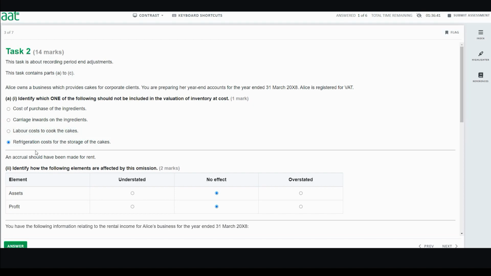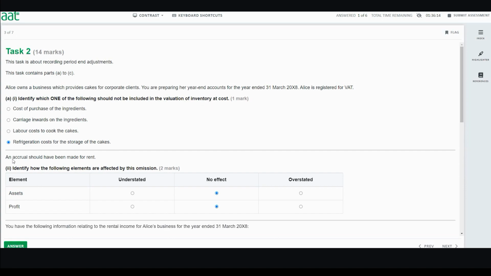So those 3 items make up our prime cost to be able to calculate the cost of the production of the unit. So the 4th one, refrigeration costs for the storage of the cakes, is not classed as part of the inventory. Okay, it's not a traceable expense. It doesn't relate to the actual physical product itself. It's just storage to keep them cool. So the refrigeration costs don't get added to the inventory cost.